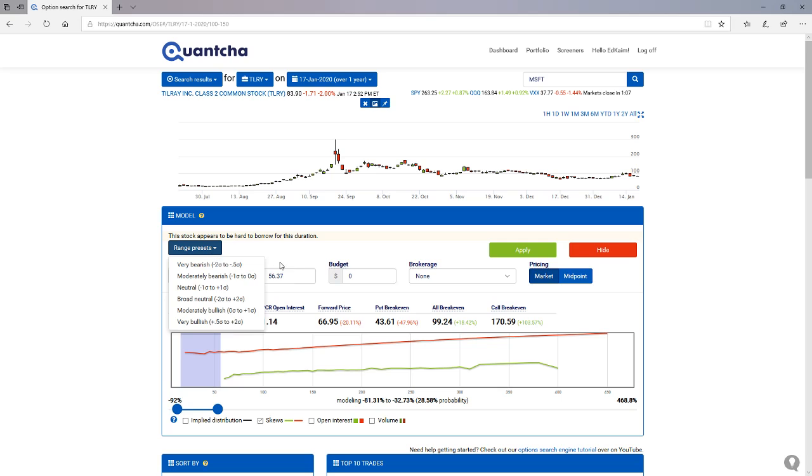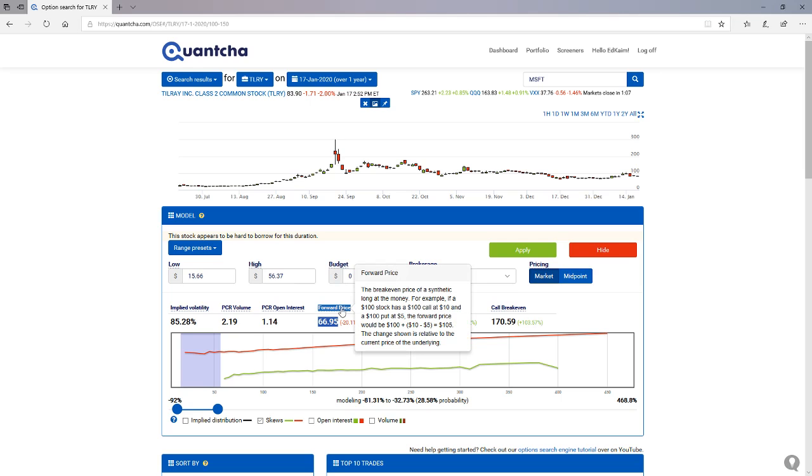So instead, maybe we'll just manually put in some information. You'll notice we got the forward price here, which means that the option market, if we were to try that synthetic long and we were to go back and look at it, the break-even price for it would be this 66.95. That's the forward price that we have here. And this is based on the price of a synthetic long at the money and where it would break even.